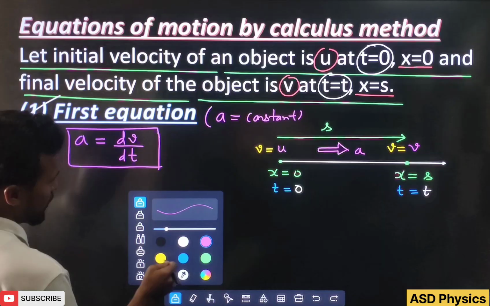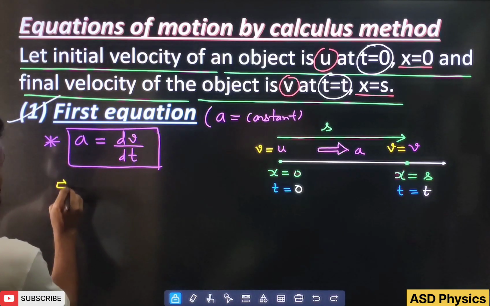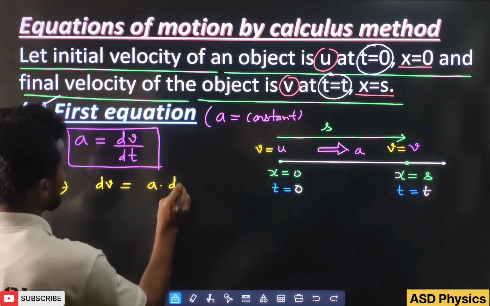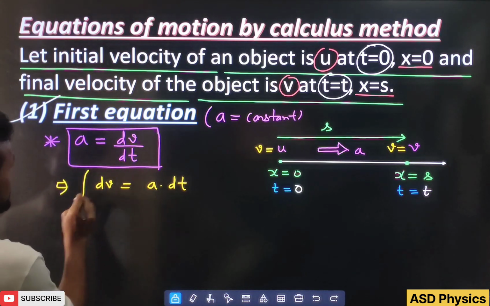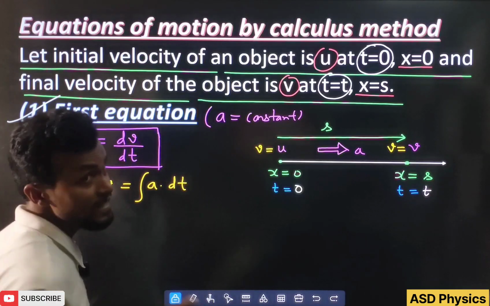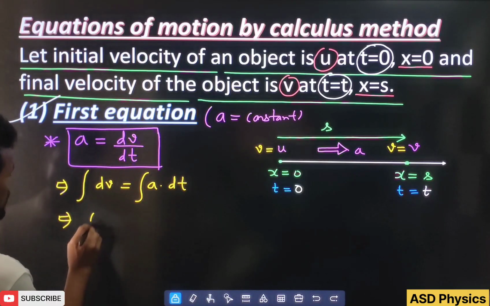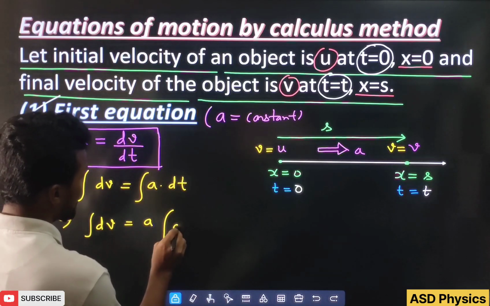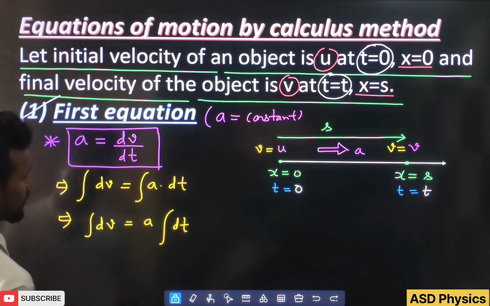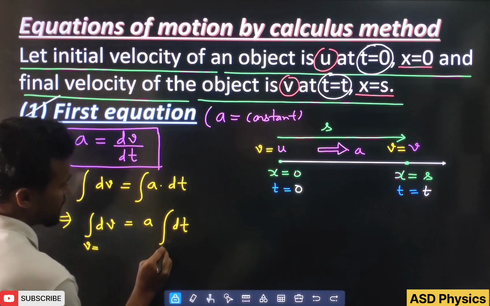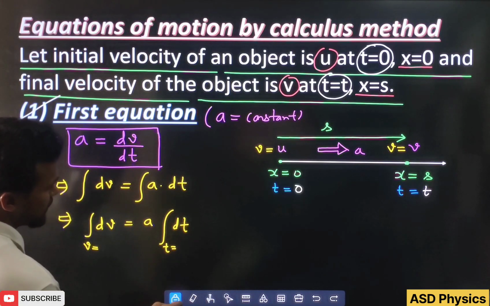Now after that, we will do the cross multiplication and rearrange it. It will become dv equal to a into dt, with the integration sign. And what is a? a is a constant. So a will come outside, and we have the integration of dt. Here we have to put the limit of velocity, and here we have to put the limit of time.